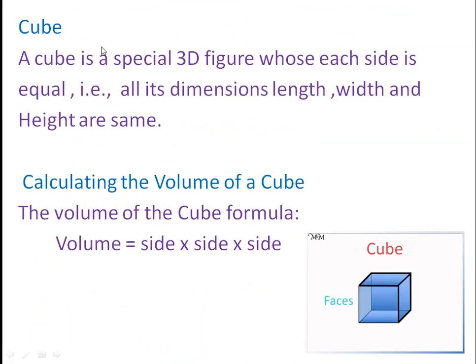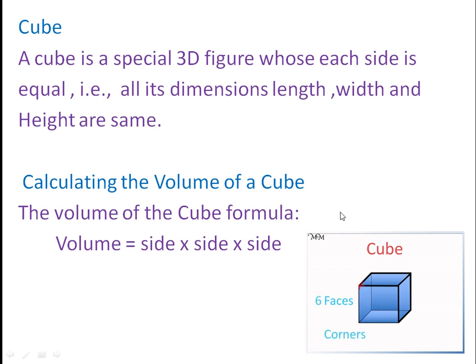Next concept is the cube. First, the concept is calculating the volume of a cube. First, we know what the cube is. A cube is a special 3D figure whose each side is equal. That is, all its dimensions, length, width and height, are the same. In a cube, length, width, height are same. See, this picture is an example for the cube.